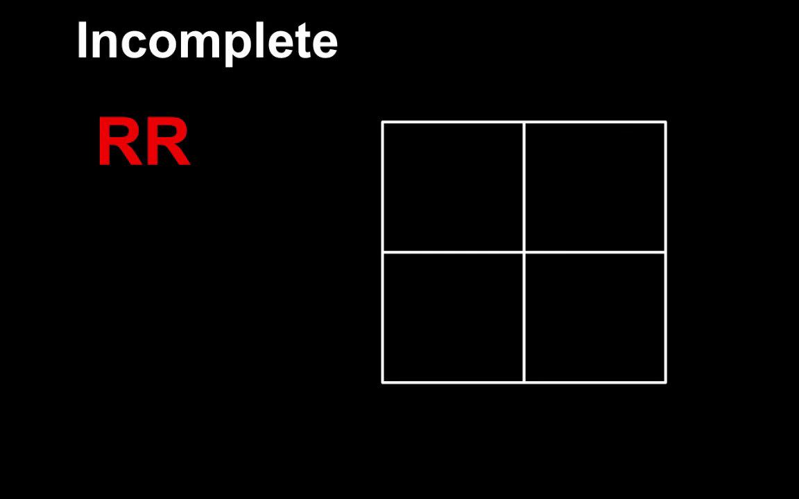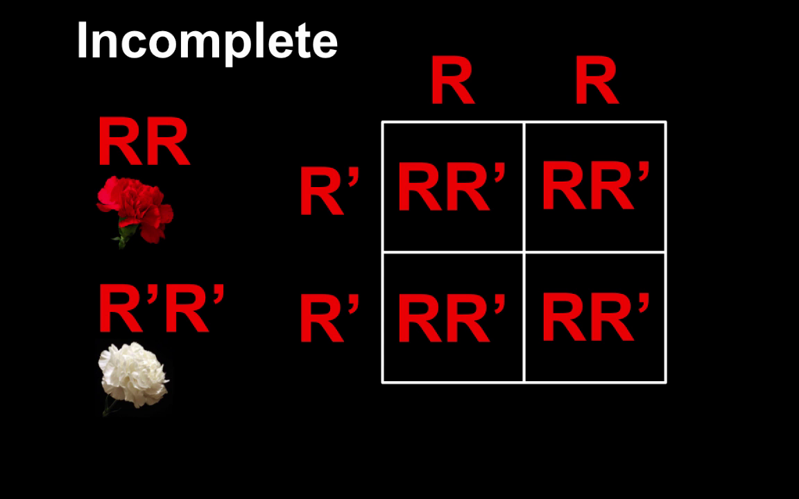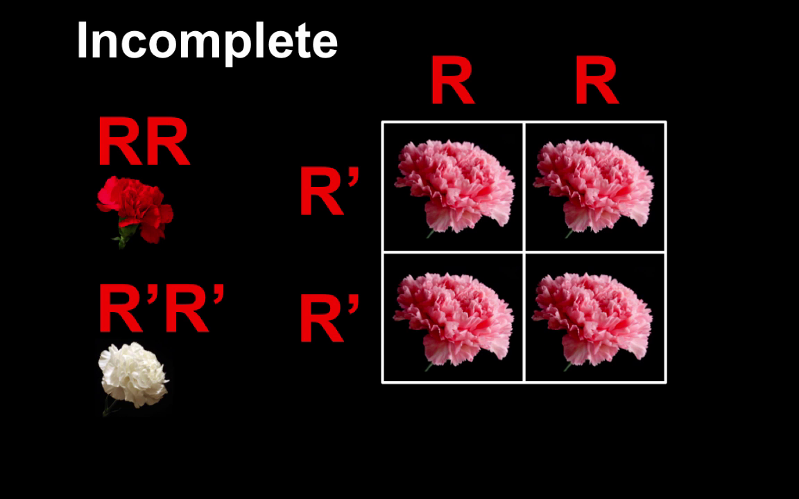Incomplete dominance, let's say I have a red flower and a white flower. Set it up the same way. All the genotypes of the offspring are the same, big R, R prime, and all the offspring would be pink.